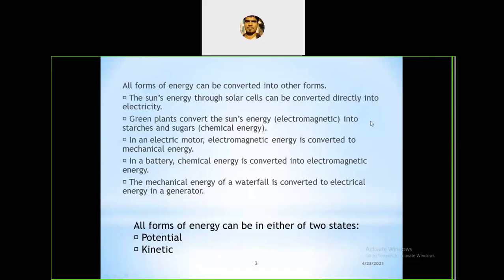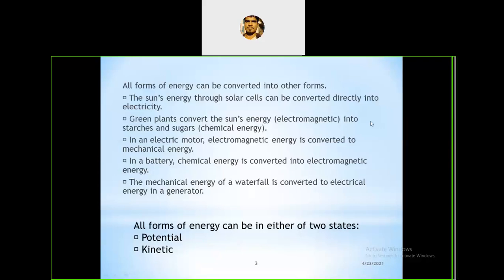In electric motors, electromagnetic energy is converted into mechanical energy. In batteries, the stored energy is chemical energy, which can be converted into electromagnetic energy. Or the mechanical energy of a waterfall, in a hydro power plant, can be converted into electric energy with the help of generators. So these are general conversions from one form to another, like heat to electromagnetic, heat to chemical, heat to mechanical, or mechanical to electrical. Like this, we can convert any form.